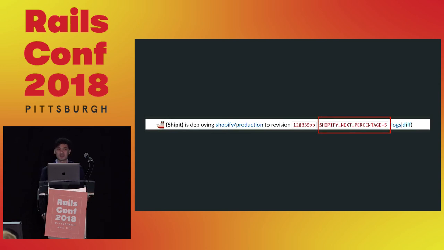We usually start with a very low value, like 1 or 5%. That way, we can see if there is any new exception coming in. And if everything goes well, then we incrementally increase over a few days.